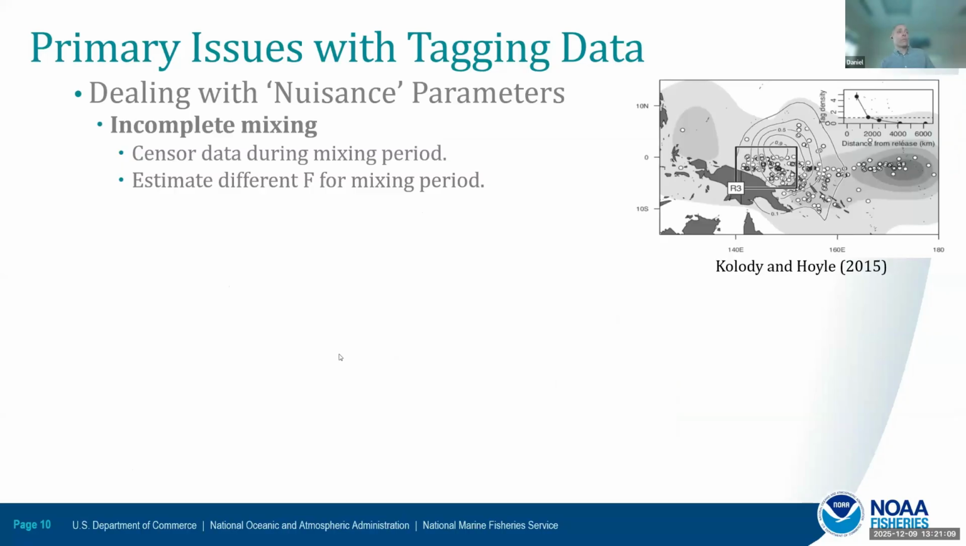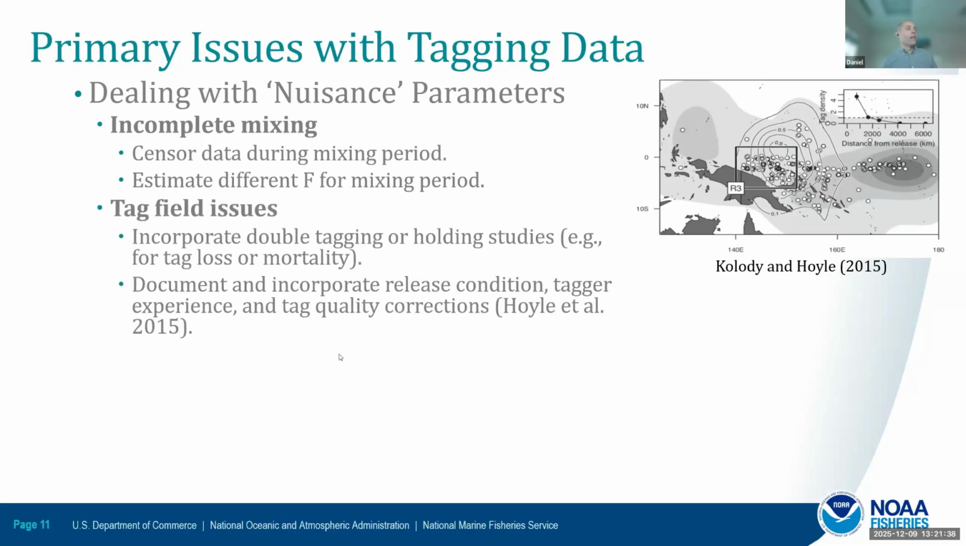So this was also mentioned earlier with the conventional tags, when you have this issue of mixing within these big boxes. One way to handle this is to try to estimate your mixing period and then censor data within that mixing period until you think they're well mixed. But then you start losing data, and that can be problematic if you have a shorter lifespan fish, especially. You can also estimate different Fs and other parameters during the mixing period to account for incomplete mixing. But these are all kind of suboptimal, to be honest.